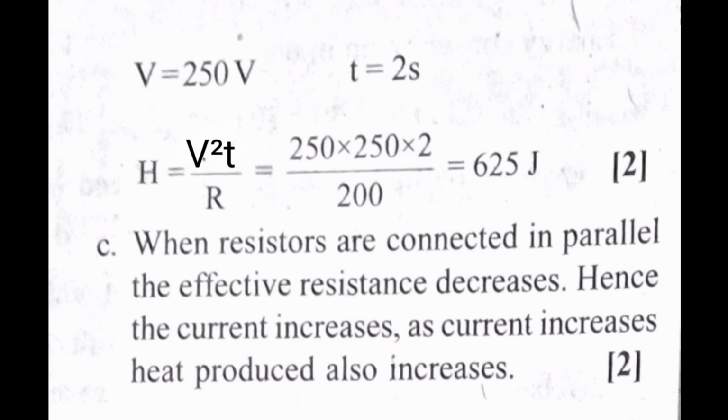That means when resistors are connected in parallel, the effective resistance decreases. Hence, the current increases. As current increases, heat produced also increases. Is it clear? Hope this will be helpful for you.